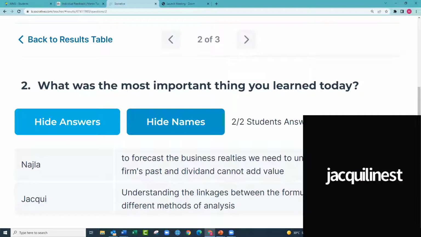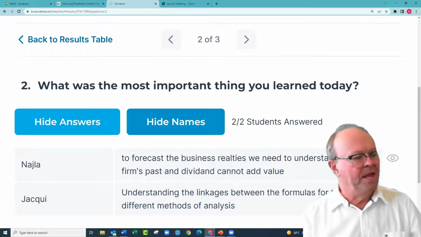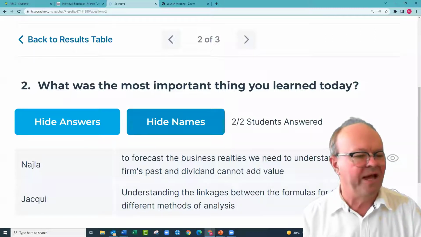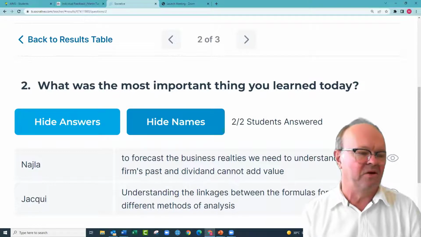Yeah, no, it's good. Thank you. That's good. That's a really good insight from today. Najla: to forecast the business realities, we need to understand a firm's past, and dividends cannot add value.